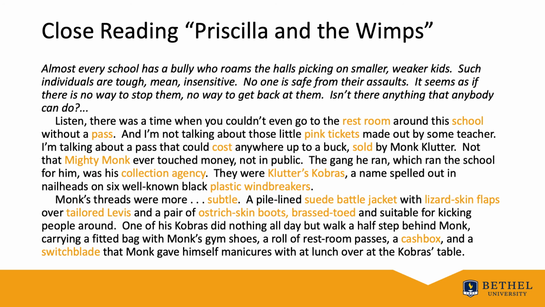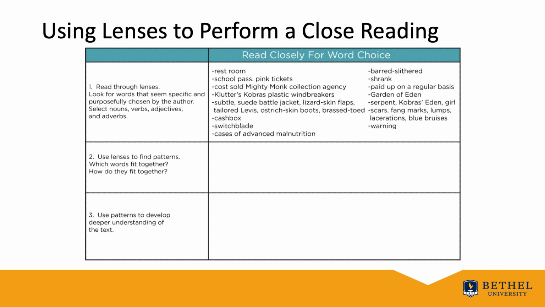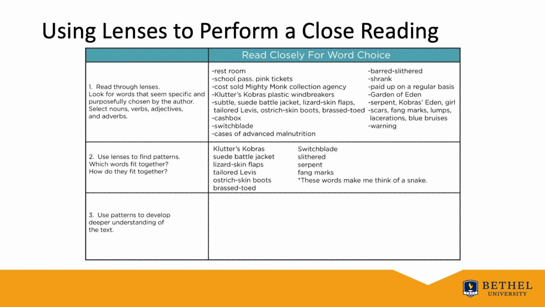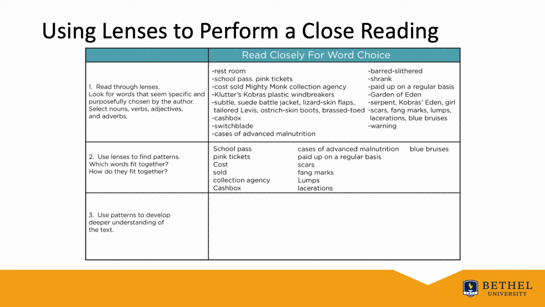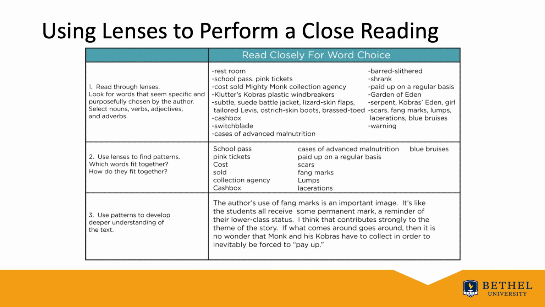All right, now here's an example of one student's selection of strong words and images during the second reading of the text. And here's one means by which students might organize their word choice to support their close reading through lenses. Here's an example of one student's selection of which words and images fit together. And now here's an example of one student's selection of using patterns to develop deeper understanding of the text. Here's another student and the example of which words and images fit together. And here's that same student's example of patterns that develop deeper understanding of the text.